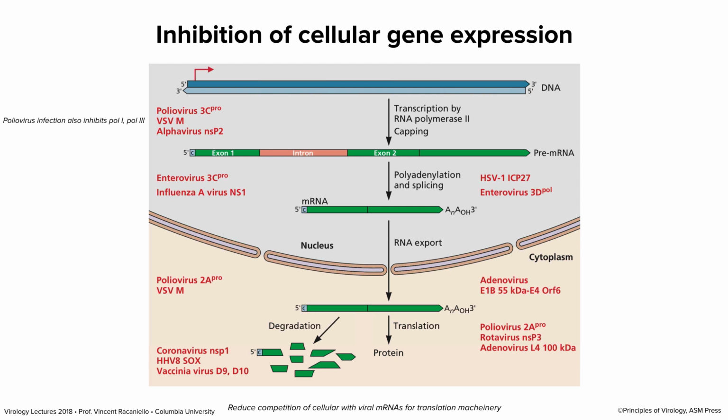And they do so by inhibiting the enzymes or the factors that are needed for it. For example, poliovirus encodes a protease that cleaves transcription factors of the cell to inhibit Pol I, Pol II, and Pol III. I'm showing here just Pol II, but polio cleaves the TATA box binding protein, which is required for all three.